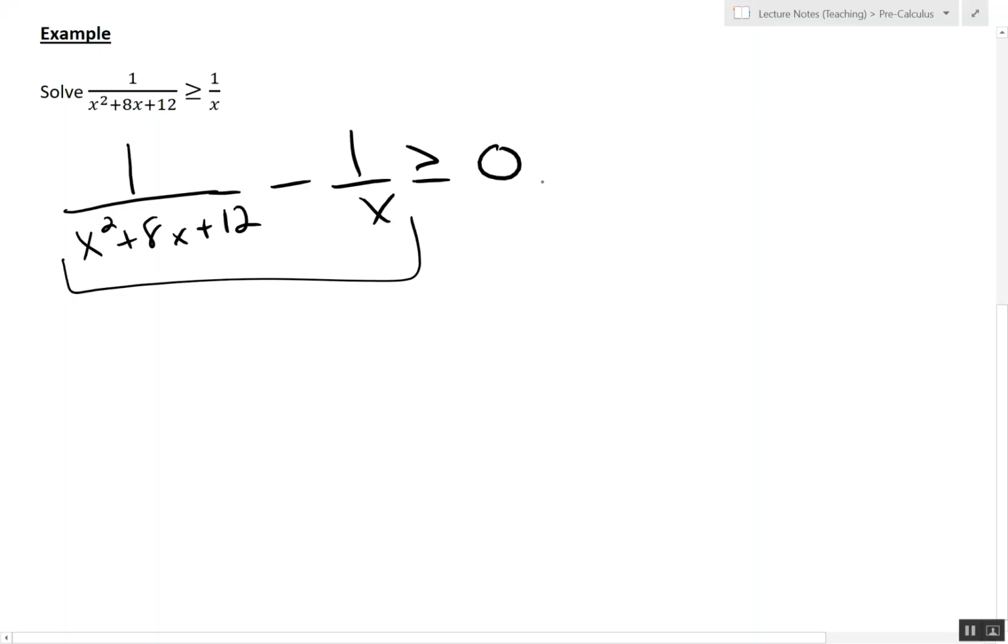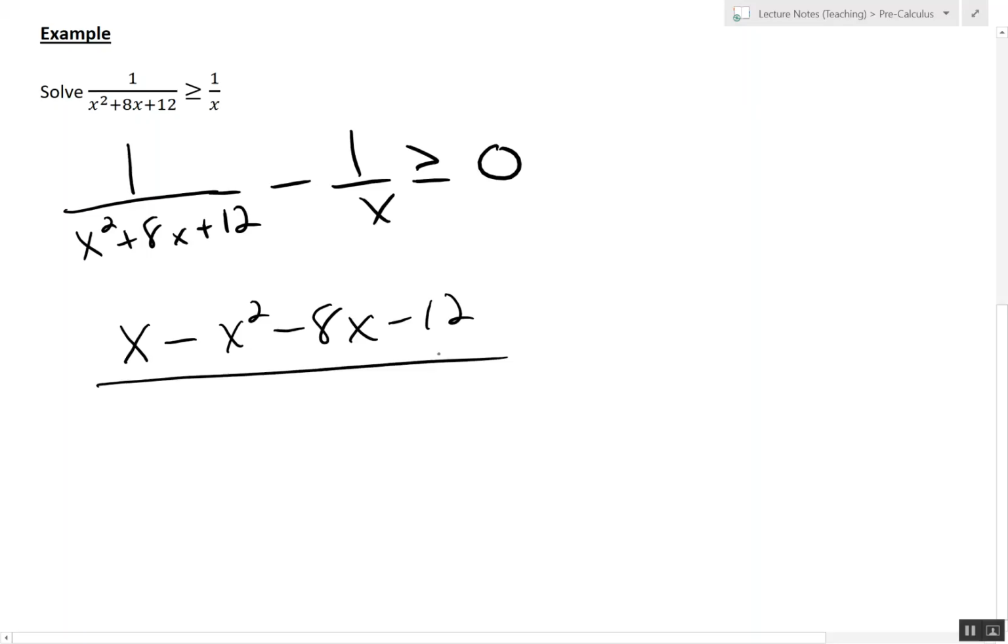So that's the goal for this problem. So basically you just reduce the problem down to finding signs on a number line. So first thing we have to do is simplify this fraction. So it will be x minus x squared minus 8x minus 12 all over x times x squared plus 8x plus 12 is greater than or equal to 0.